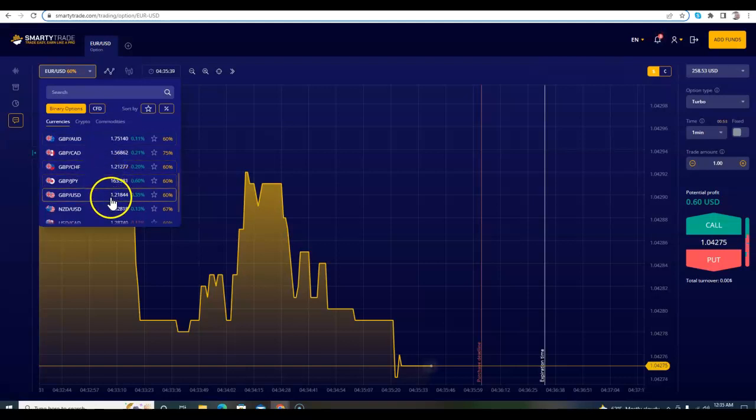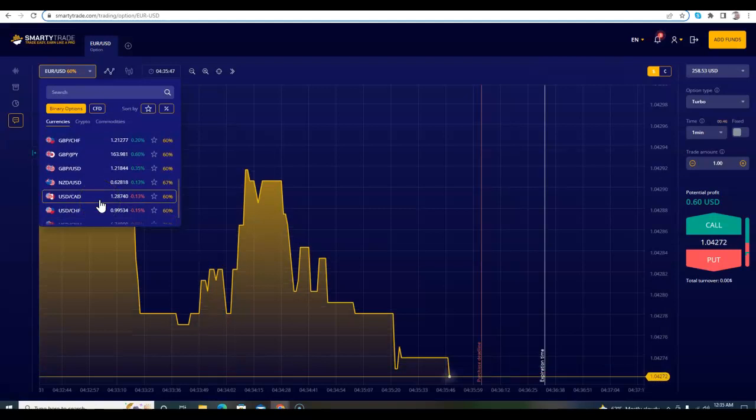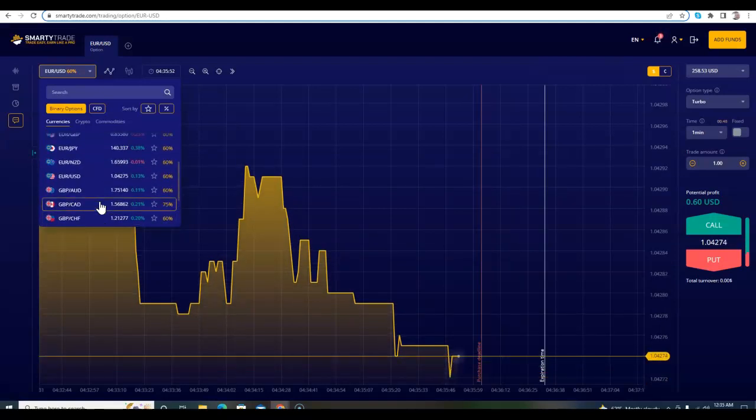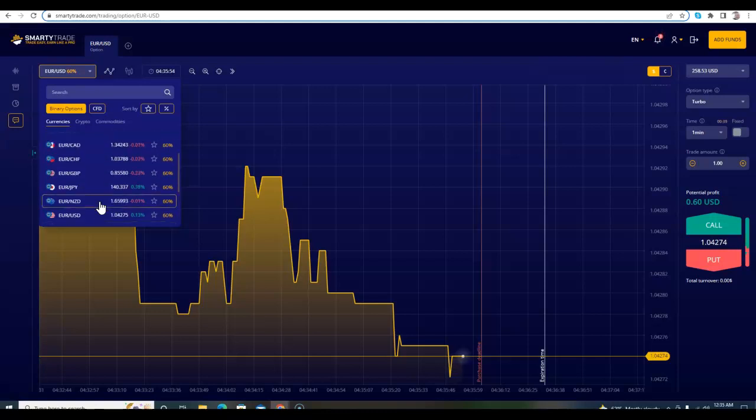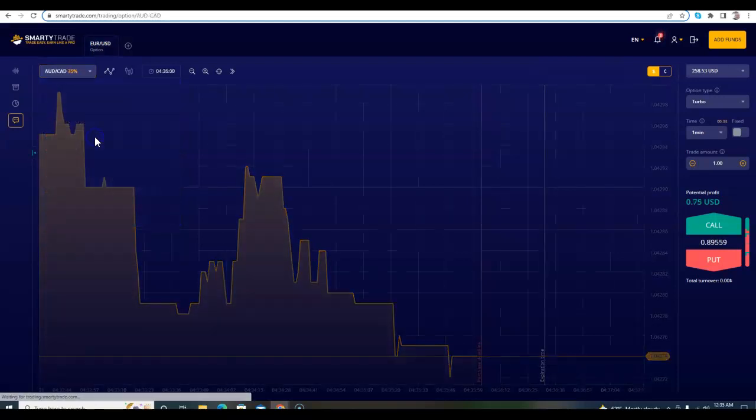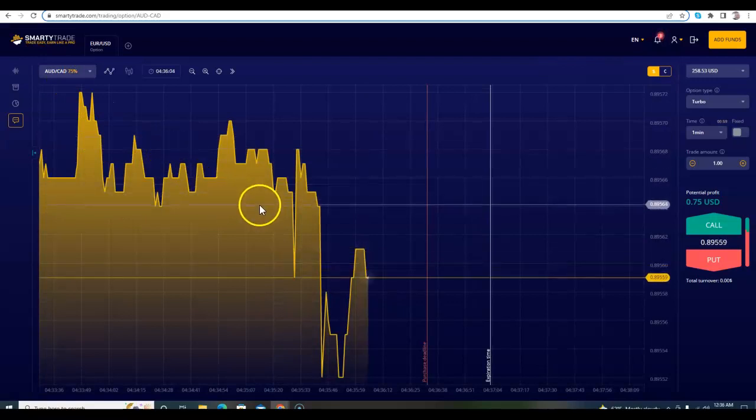Unfortunately, right now there's not that many that are paying 70% or higher, which is going to be the recommended trade. We recommend taking trades that are 70% or higher, based off of utilizing proper risk and following our trading plan. So for an example here, we go to click on AUD-CAD. Now we're going to have a couple options here, okay?